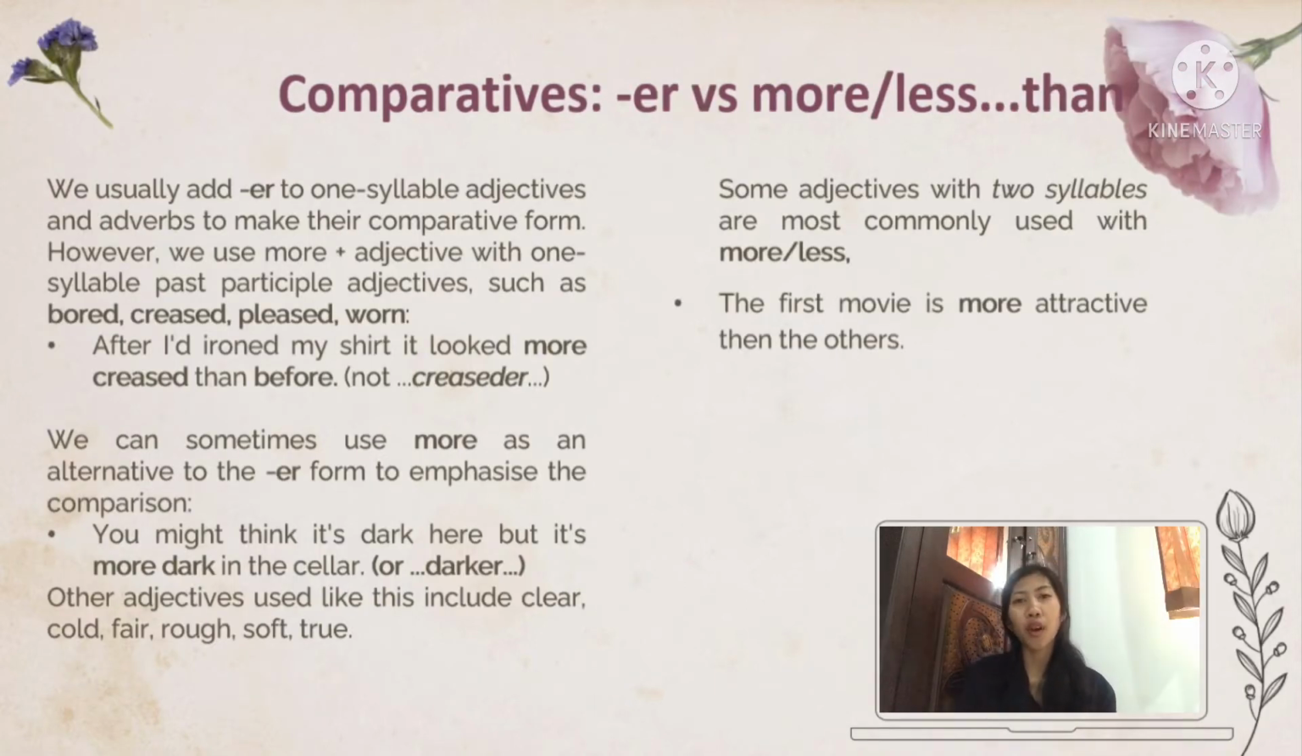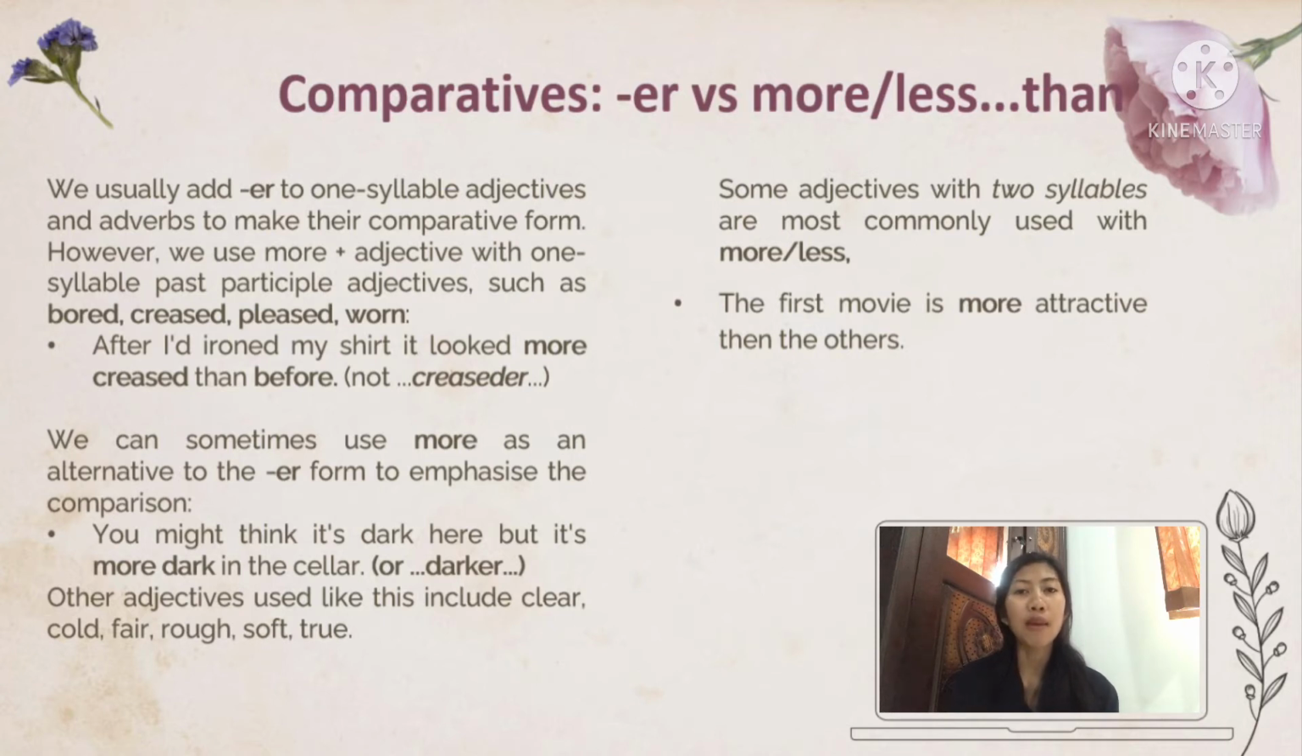Well, let me move on. We usually add -er to one-syllable adjectives and adverbs to make their comparative form. However, we use more plus adjective with one-syllable past participle adjectives, such as bored, crazed, plated, warm. After I ironed my shirt, it looks more crazed than before. Well, it's not crazier, it's more crazed.